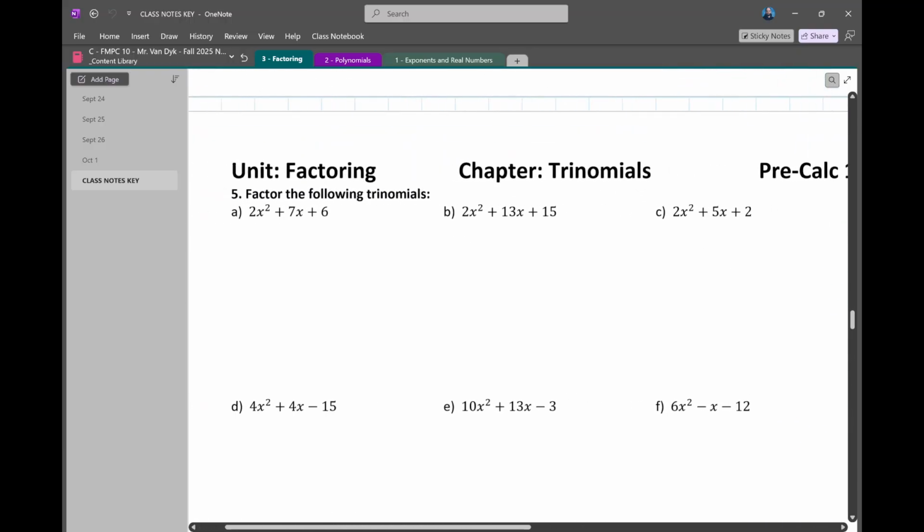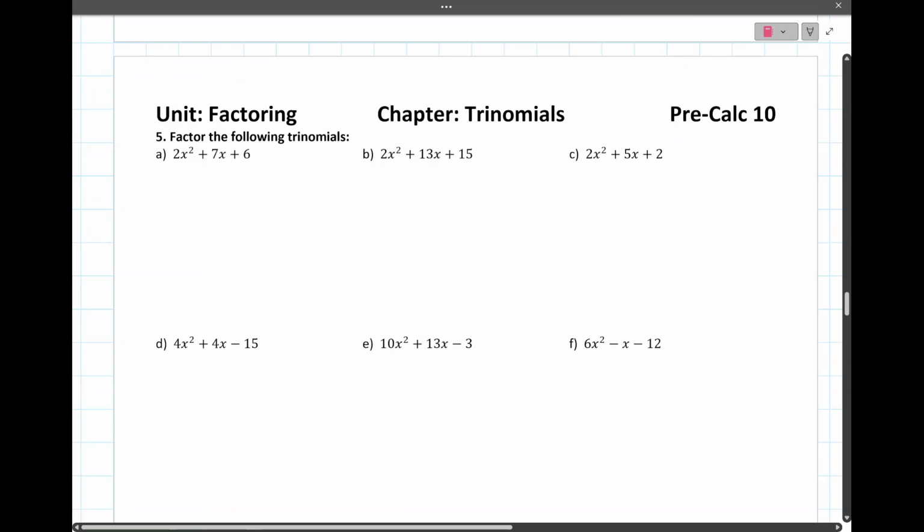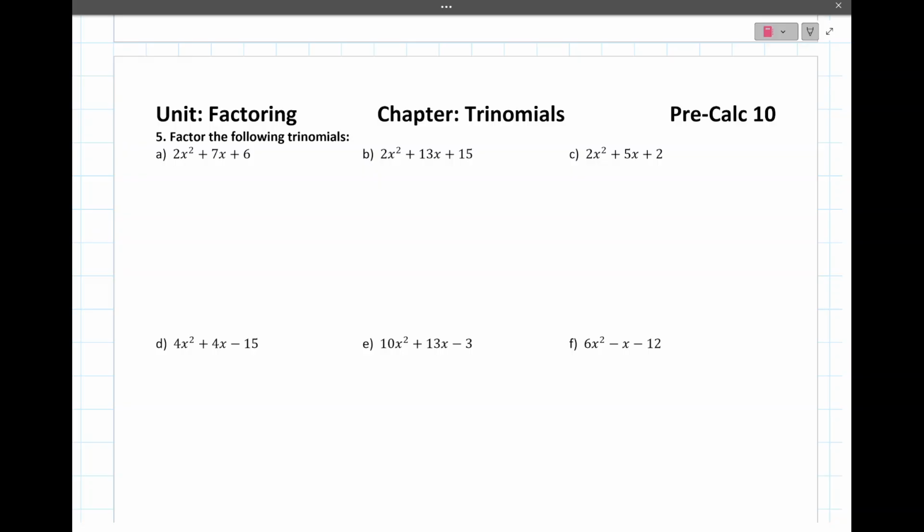Hey, I said I'd take a look at providing an alternative way to factor these trinomials. So we learned one way in class, right? That's the box method. So I'll show you the box method here, right? That we got 2x and x that we need to multiply to 2x squared. We want to get to 6.